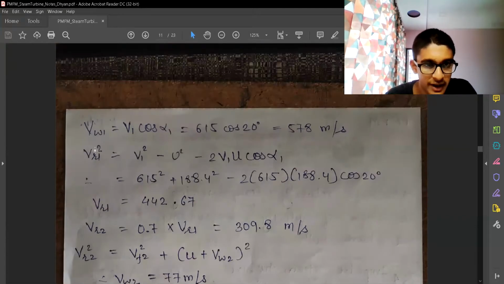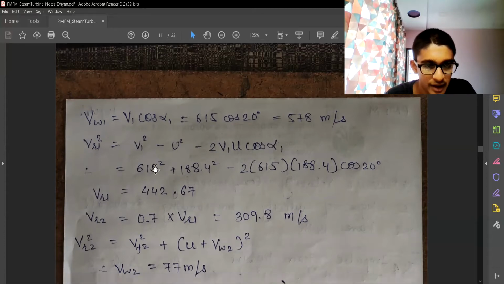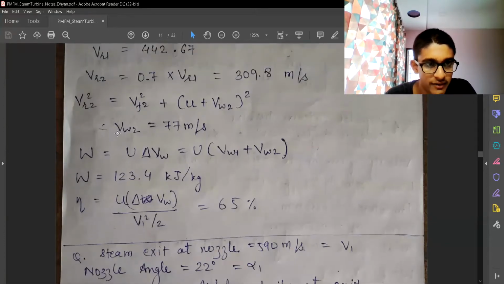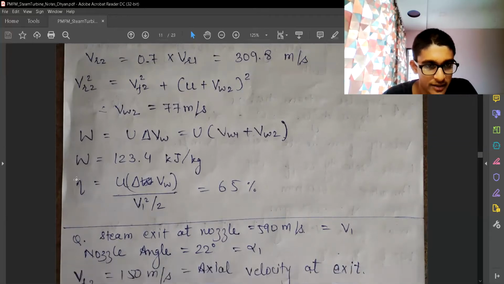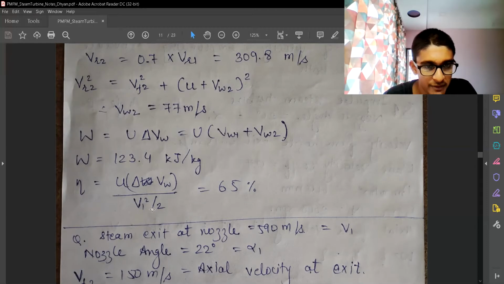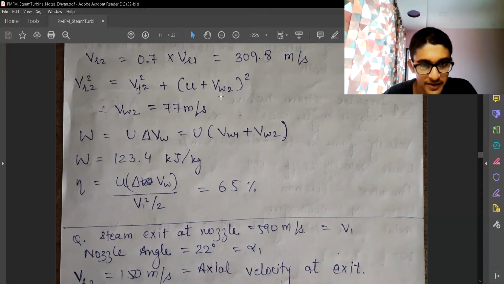So we are getting inlet. From the inlet triangle, we have absolute velocity and alpha 1. For the outlet triangle, we are going to a relative velocity and using that expression of friction coefficient to get Vw2. Now we have the work done, and the expression for efficiency is already known, U delta Vw divided by V1 square by 2. So 65%.